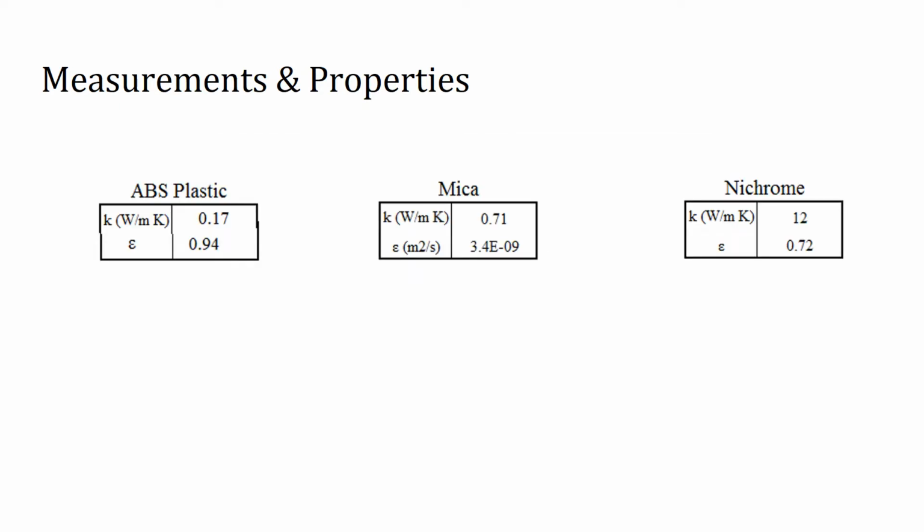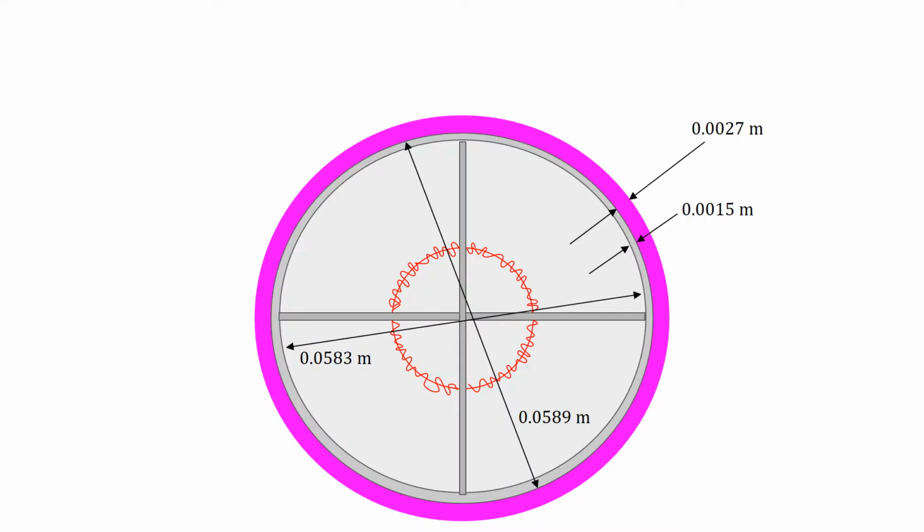We found some helpful properties for the three main materials for the blow dryer in the heat transfer textbook, along with online sources. It is important to note that these values represent the emissivity of the materials, while this value represents the surface roughness. We did not need to find any emissivity of the mica, nor the surface roughness of the plastic or nichrome. Looking at a cross-section of the blow dryer, we can begin our model.